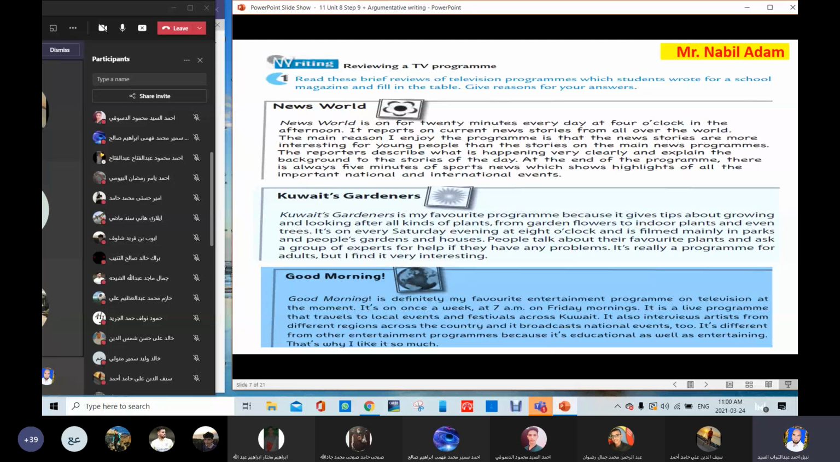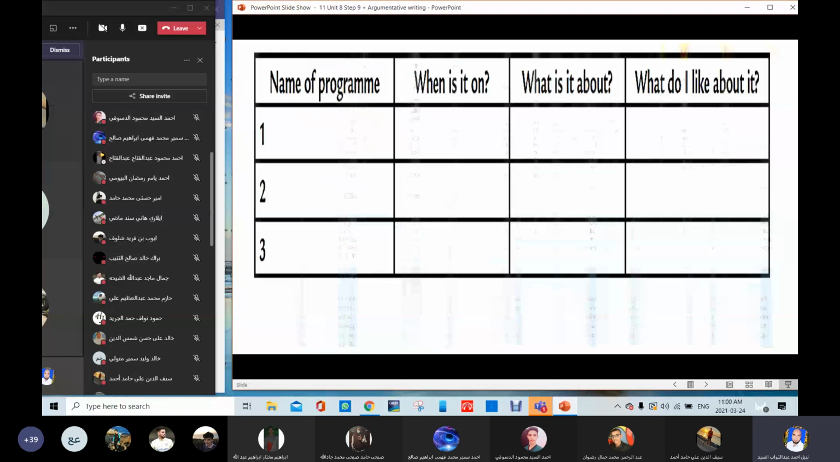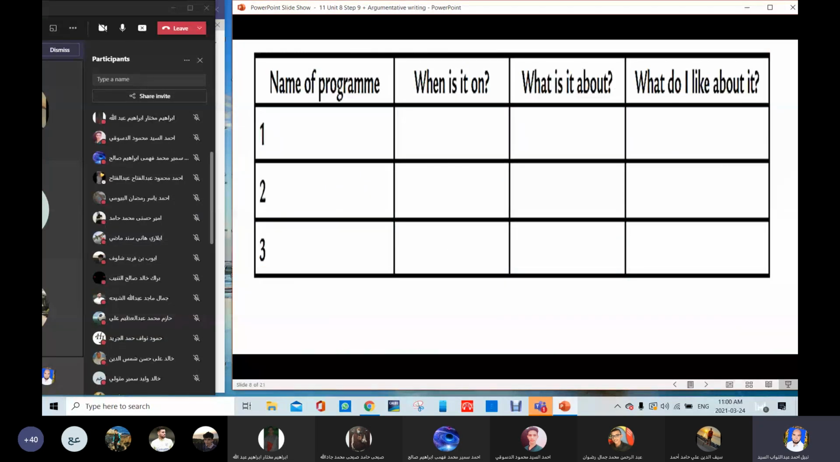What time and what day? And what is it about? Summarize. Give me a short summary. What is it about? And what do I like about it? It will be exciting, interesting. Why should I watch it? So you have to mention the name of the programs, the time, and the topic, or what it is about, and what I like about it.